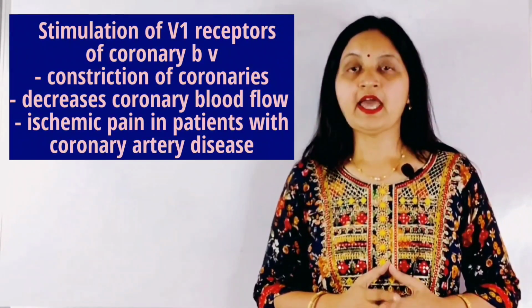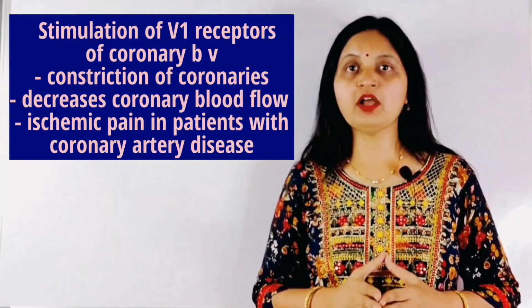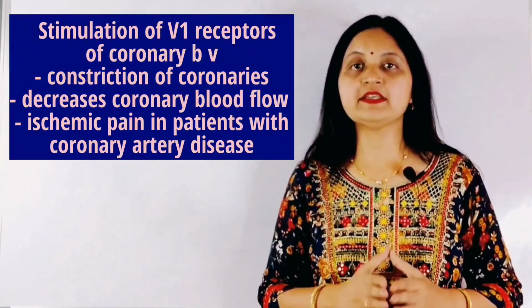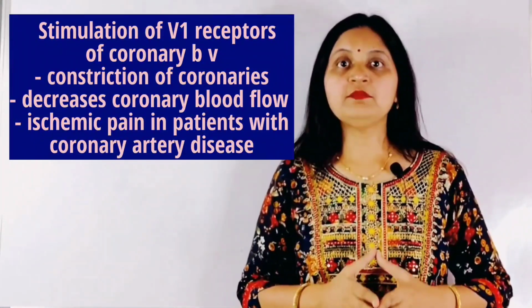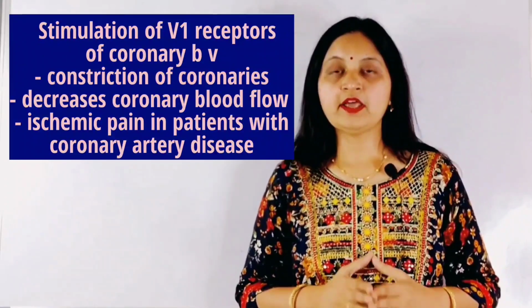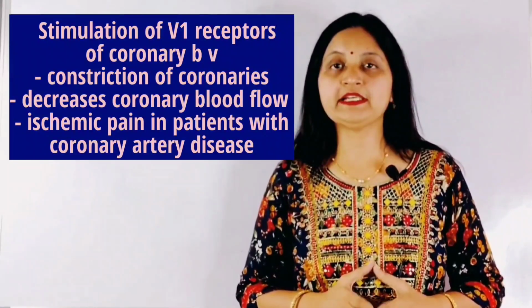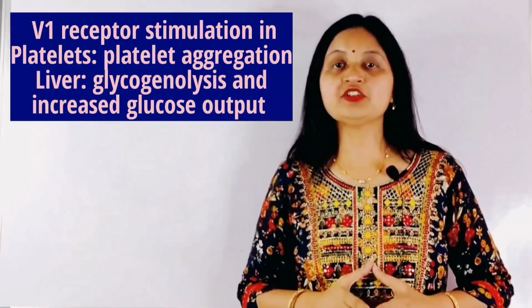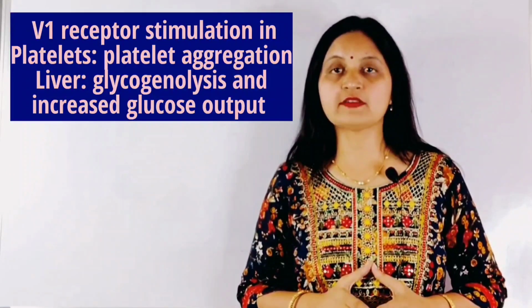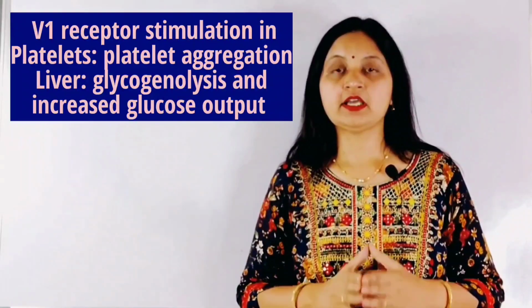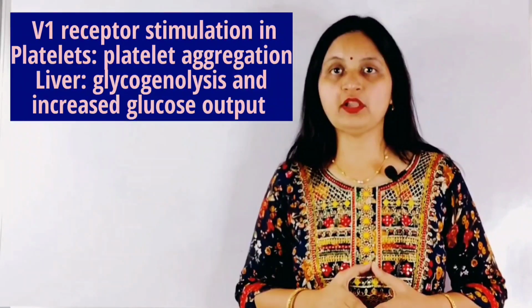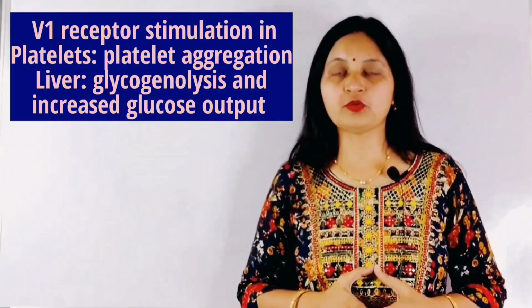decreasing the heart rate. It has been observed that patients who are treated with small amounts of vasopressin for the treatment of diabetes insipidus can experience ischemic pain. So this may be due to decreased cardiac output resulting from V1 receptor mediated vasoconstriction. V1 receptors are also expressed in the platelets and stimulation of V1 receptors of the platelets causes platelet aggregation. The stimulation of V1 receptors of the liver stimulates glycogenolysis and increases the glucose output.